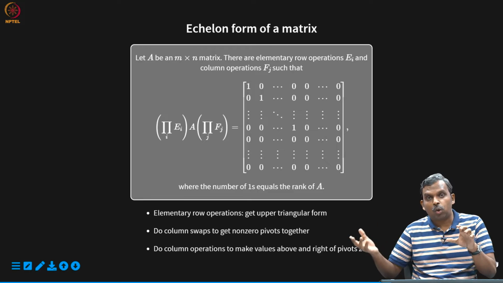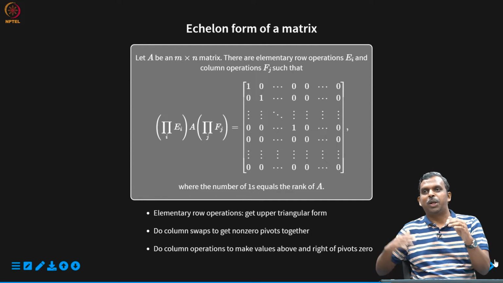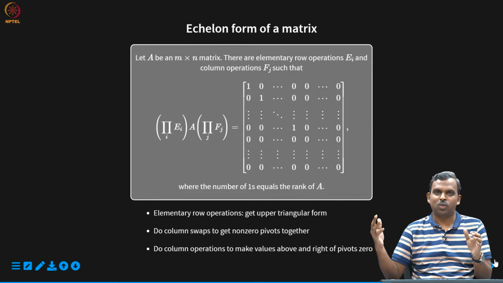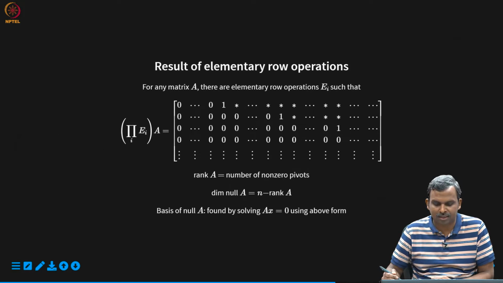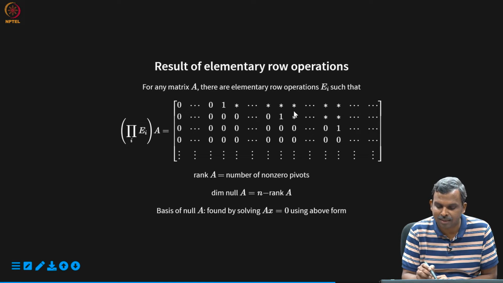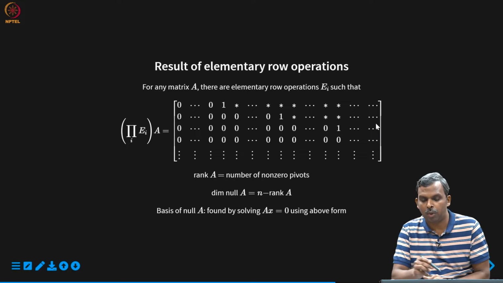So now when you allow column operations, whatever you did with the rows, you can do with the columns also, right? So you can make everything else 0. Okay, so it's quite easy to see. So maybe if I go back to the previous slide, you can see how I can make that happen, right? See all these stars which are above and right of 1, right? So below you don't have anything, above and right of 1.